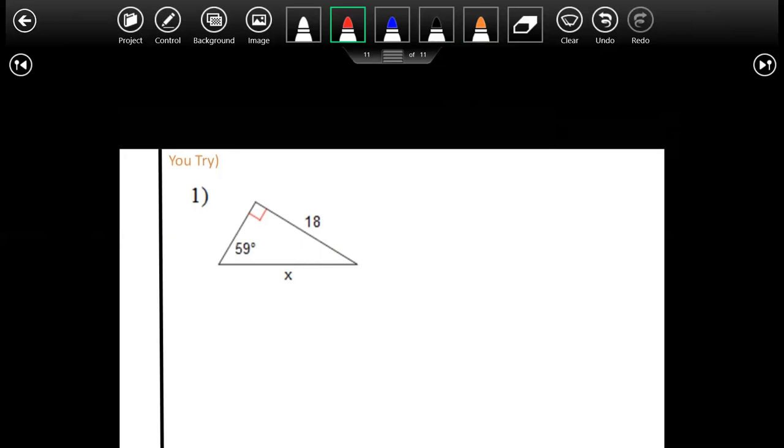So, again, first step is to do what? Label. Second step is to? SOH CAH TOA. Determine which one you're missing. Plug it in. And solve.